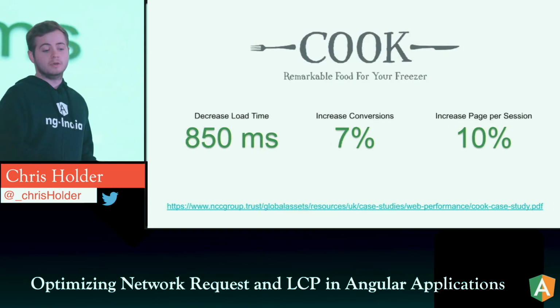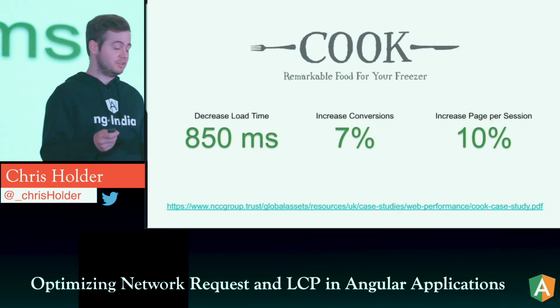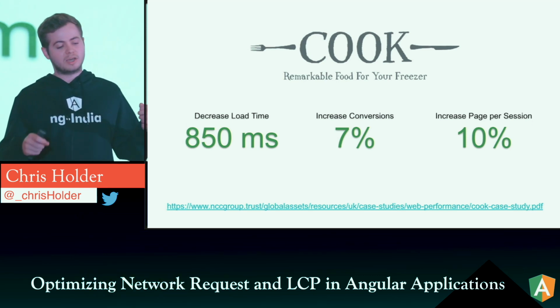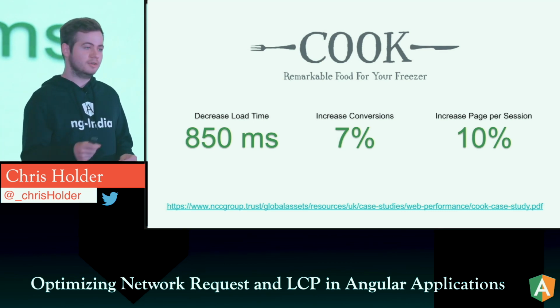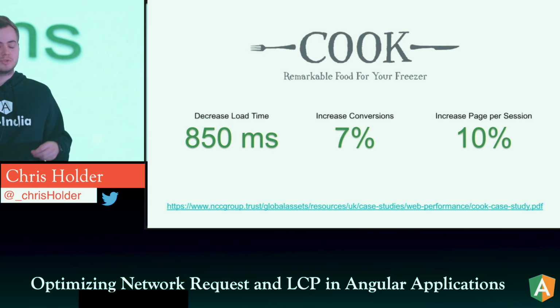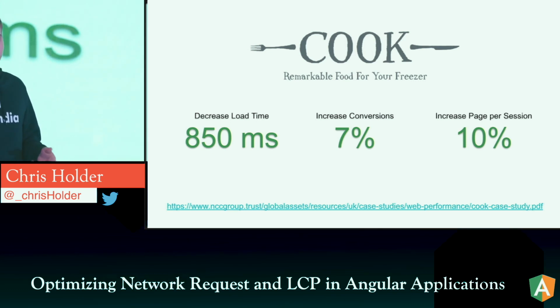Cook is an e-commerce platform. Essentially, you can buy cooking goods and frozen foods, from what I understand. They decreased their load time by 850 milliseconds, and increased conversion by 7%, and increased pages per session by 10%. So those are actually pretty massive metrics.